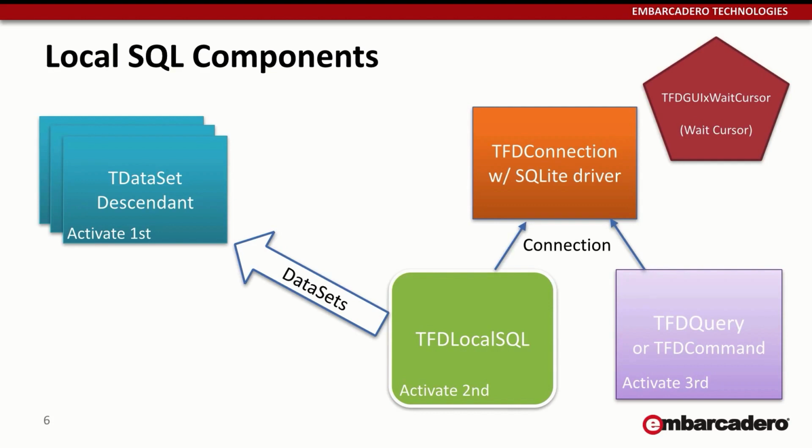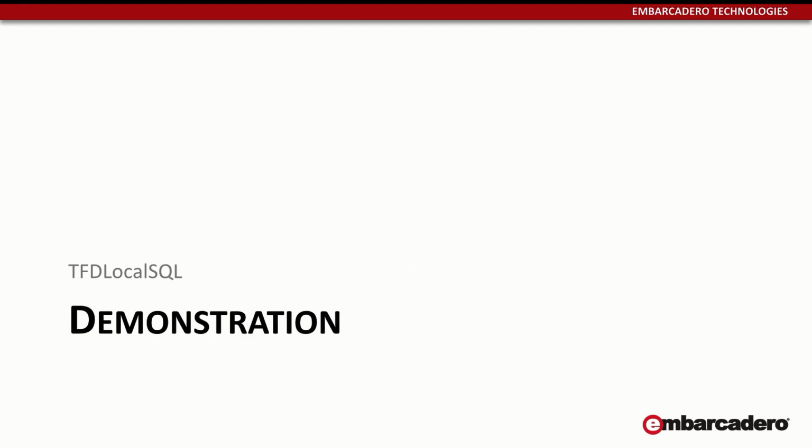So when you activate TFDLocalSQL, that's when it sets up the local SQL engine. So it has to have those datasets active so it's able to interrogate those. And then when you activate the query, it connects to the local SQL engine in order to pull the data out for you. Let's take a look at FDLocalSQL in action.